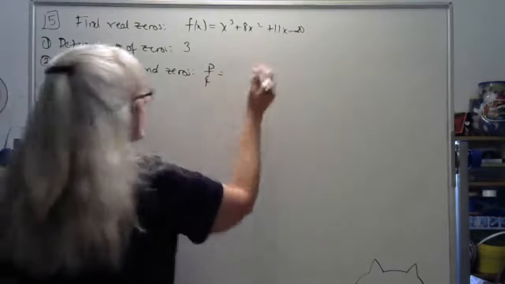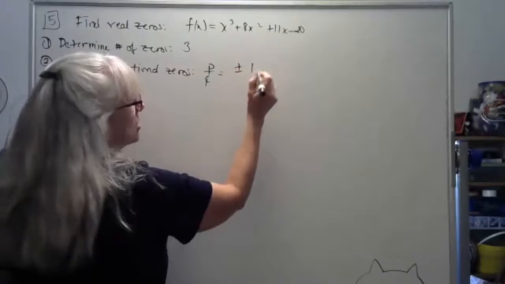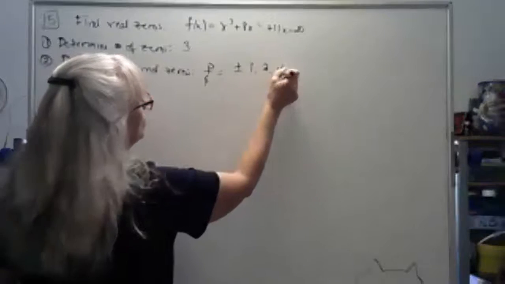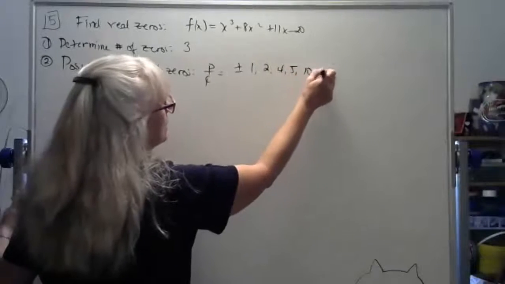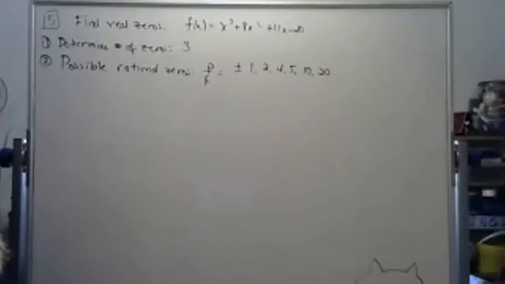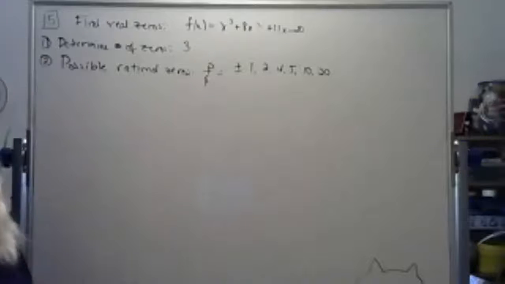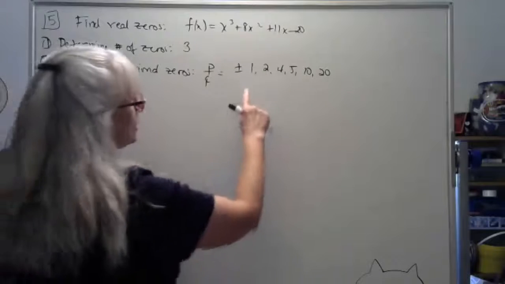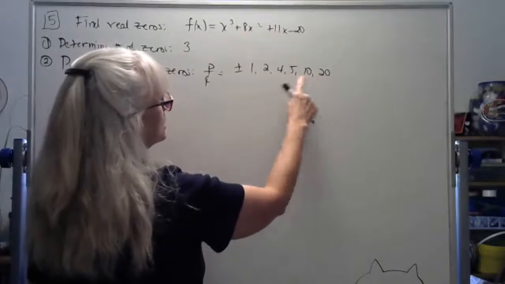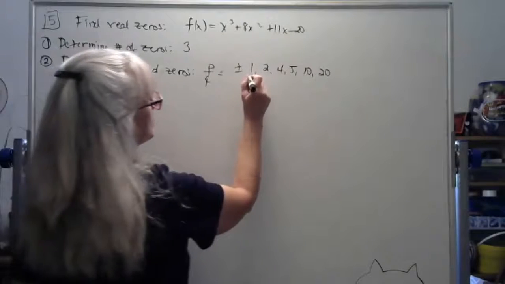So P is always the last number, so I need all numbers that divide evenly into 20. It's not as big of a list as you think it is. So 1, 2, 4, 5, 10, and 20. And those are all the numbers that divide evenly into 20. You'll notice I'm starting at 1 and going to 20, just mentally going through them in my head. Notice they line up in pairs: 1 times 20, 2 times 10, 4 times 5. Okay, that's all possibilities for P.